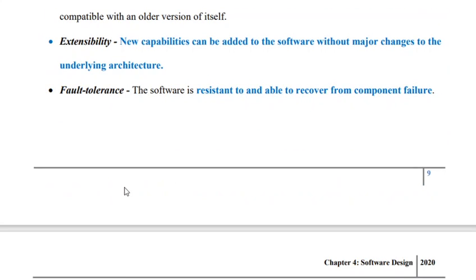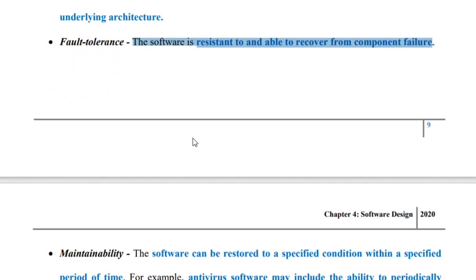Now, fault tolerance basically refers to the characteristics of the system that make the system resistant to, or able to recover from, a fault condition or a failure, right? So that's called fault tolerance: the ability of the system to recover itself from a situation of failure.